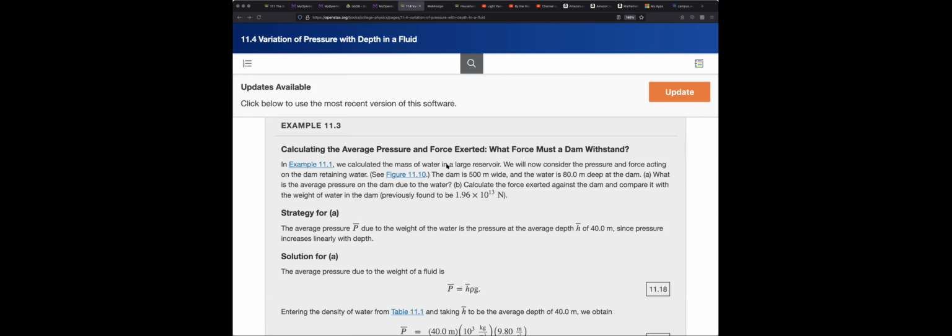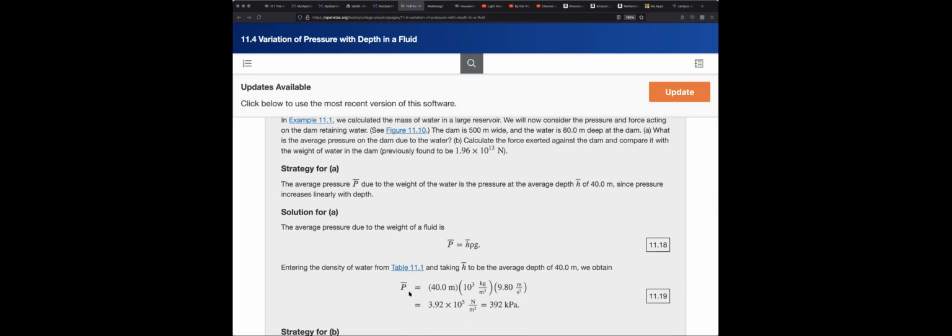So we can actually calculate the weight of the water as well if we need to, but we can also calculate how much pressure is acting there, because pressure is equal to the height times the density times gravity. Well, they've told us here that the dam is 500 meters wide and it's 80 meters deep. So the 80 meters deep is the height of the dam, right? So that's the H right there.